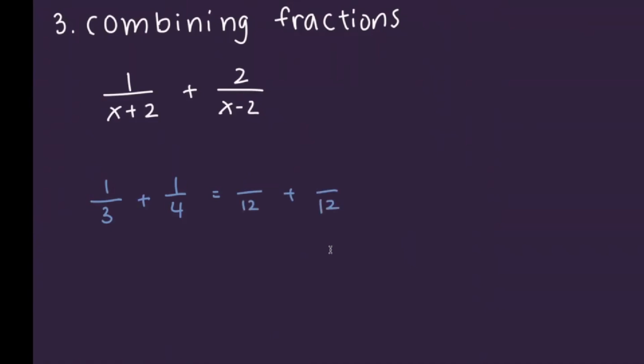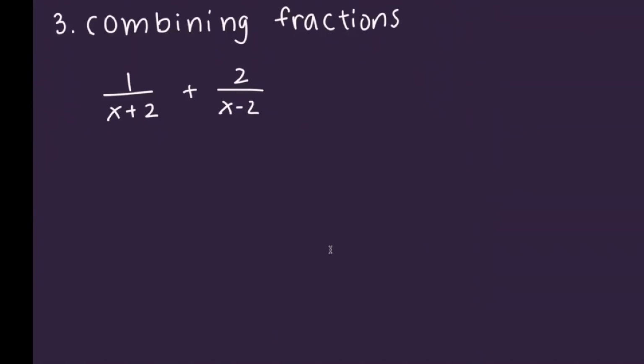So you'll multiply top and bottom by the numbers that we need. So 4, 3, and you'll get 7, 12. That goes for our fractions too. Let's take a look at this.